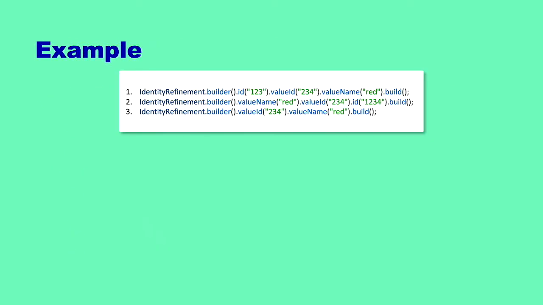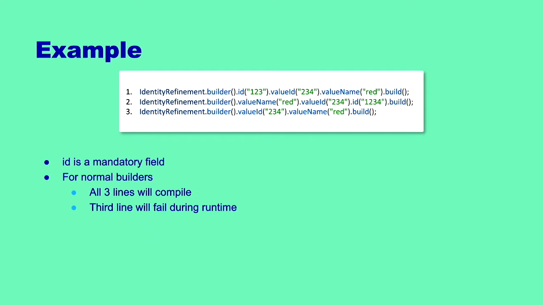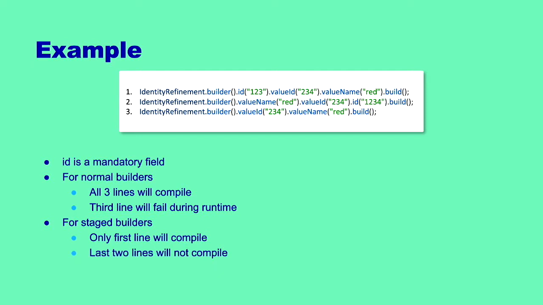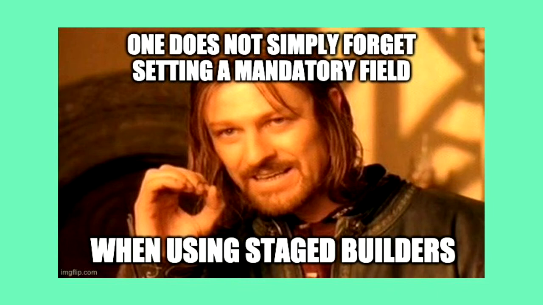So let's understand this better with an example. Here, there are three ways an IdentityRefinement object can be built, and for this object, the ID field is mandatory. In a normal builder, you can call all the builder methods in any arbitrary order, so all three lines will compile. However, the third line will fail because during runtime, it will find out that the required field ID is not set. In the case of a stage builder, however, you can only call builder methods in a strictly enforced order. So only the first line will compile. The second line will not compile because the order in which the fields are set is not correct, and the third line will clearly fail because the required field ID is not set. So yeah, this proves that one does not simply forget setting a mandatory field when using stage builders.